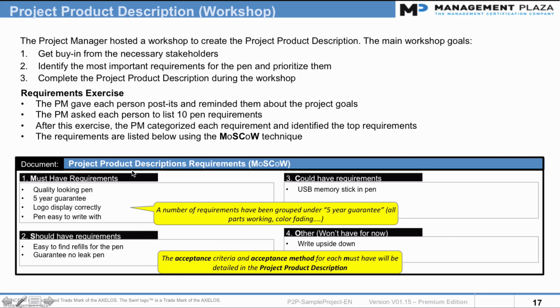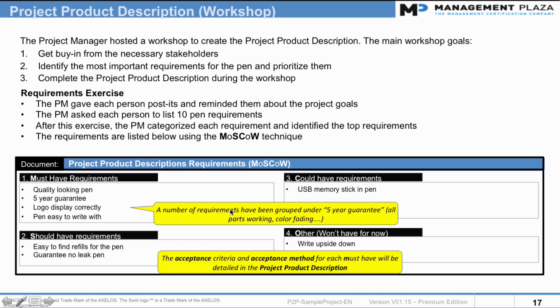So down here then we have all the requirements. We have them laid out using the Moscow technique. So Moscow stands for must have, should have, could have, and other. So the must have requirements for the pen that we will select is it must be a quality looking pen, have a 5-year guarantee, the logo has to be displayed properly, and the pen has to be easy to write with. Later we will define how we can measure all of this. Then we have our should have requirements and could have requirements and other and so on.